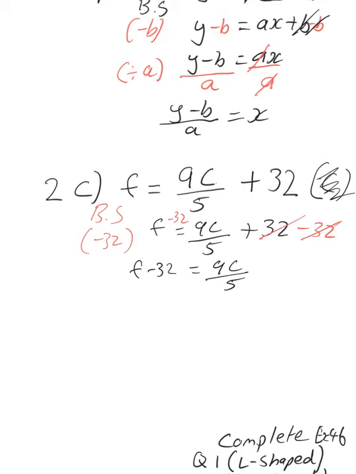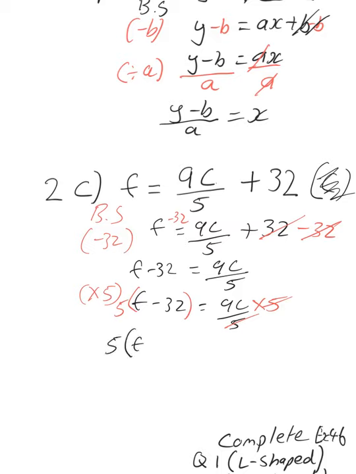This time we are going to multiply both sides by 5. Again, I'll rewrite the formula. I'm going to times by 5 on this side by putting a bracket around there and putting a 5 here. And then we've got times 5 here. They cancel out, and we have 5 times F minus 32 equals 9C.